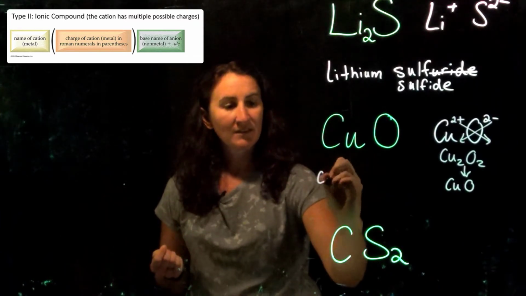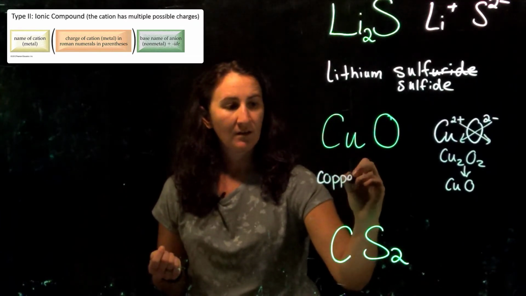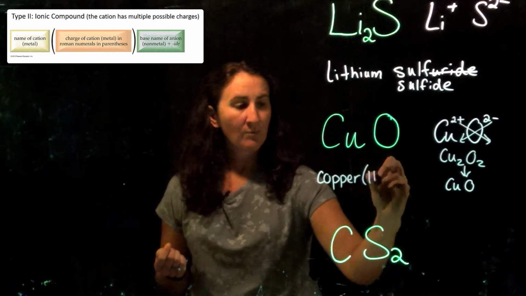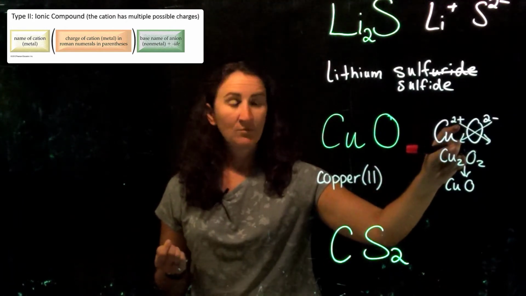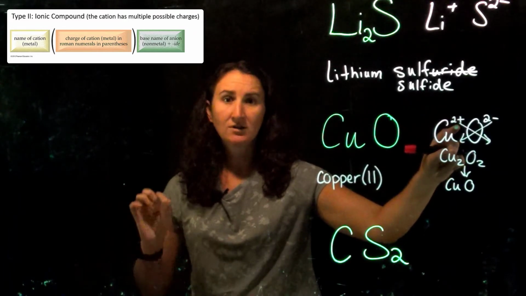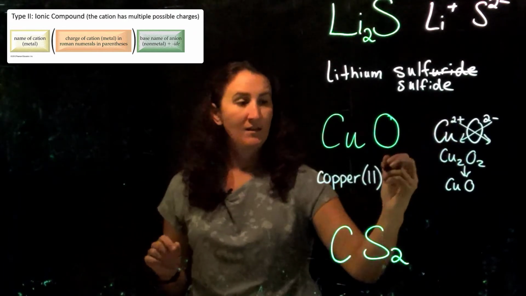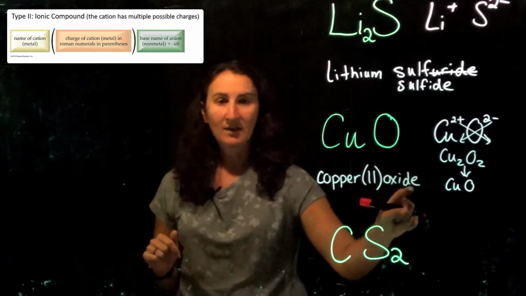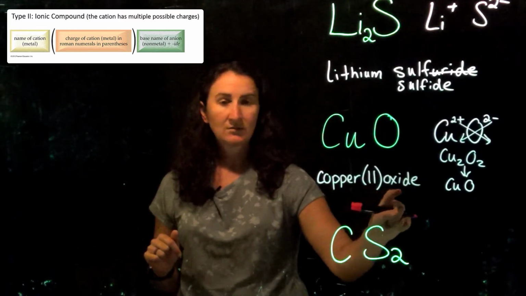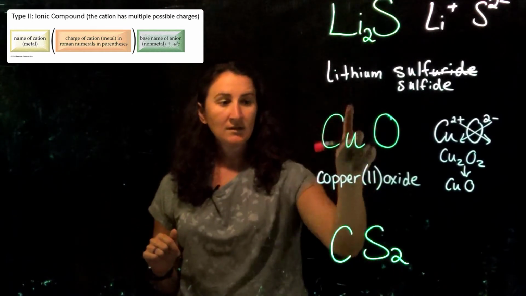But whenever we're naming this copper, we always put the Roman numeral after the cation, and that Roman numeral correlates with the charge of the cation. And then you write the anion's name, making sure you end it with "ide." So copper(II) oxide. Type 1, type 2.